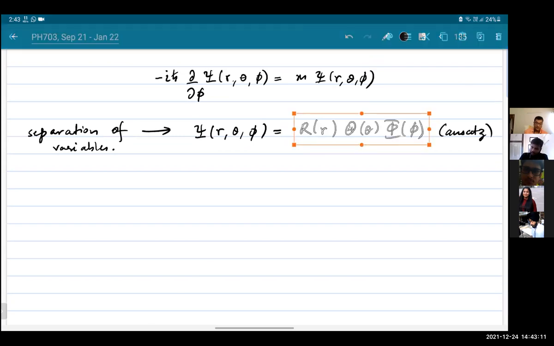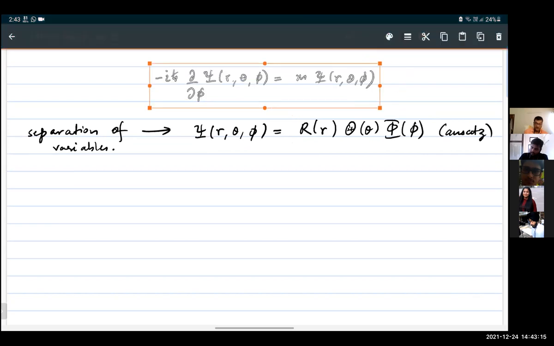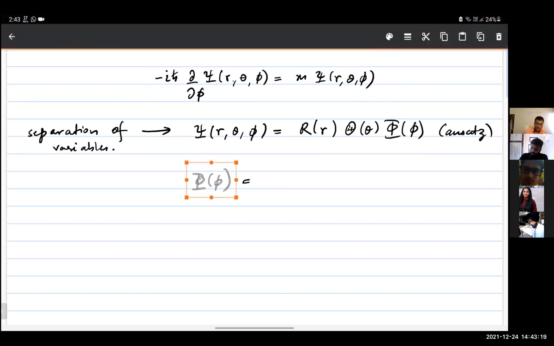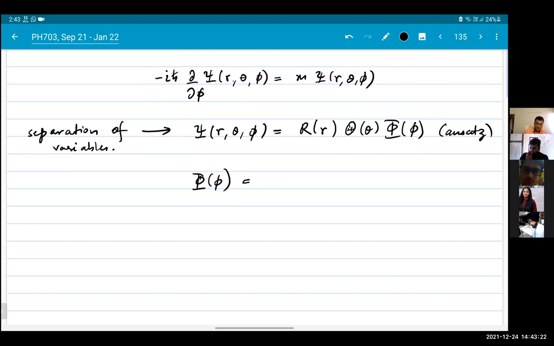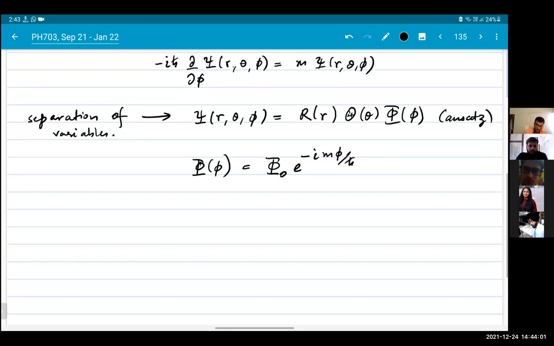So if you substitute this expression in here, what you will find is that this state, capital phi, is just some constant times e to the minus i m phi, and the h bar will be there. Is that right? Yes, I believe that is right. I have to make sure my units are correct. H bar. Okay, and you can check the units and all. Wait, no, one second.